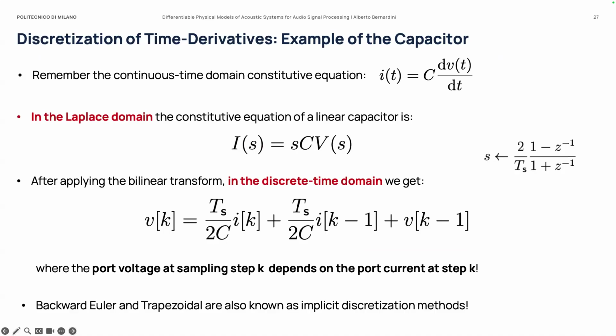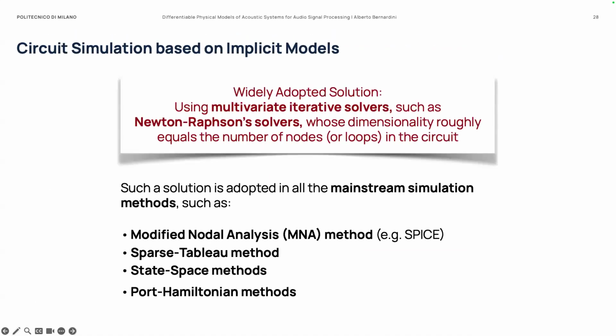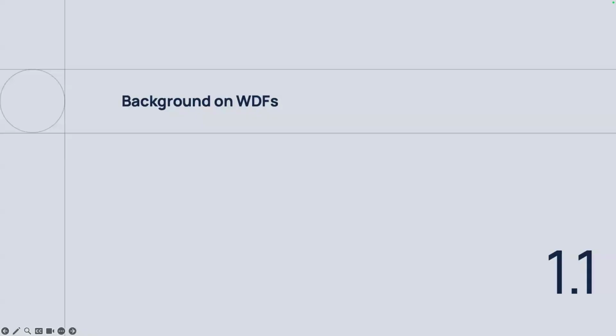As you can imagine, when you connect multiple blocks with this kind of relations, you will end up with a structure which has multiple dependencies, called delay-free loops, which are implicit equations that need to be solved at runtime. So all these methods based on the Kirchhoff domain and based on stable discretization methods use iterative solvers like modified nodal analysis, sparse tableau methods, state space methods, and Port-Hamiltonian methods. Today we will see a very brief discussion of another kind of method, which is with digital filters.